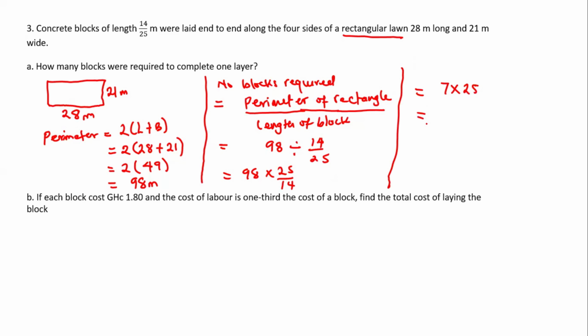And that gives us what? 7 times 25 gives us what? 175. So 175 blocks will be required to complete one layer.